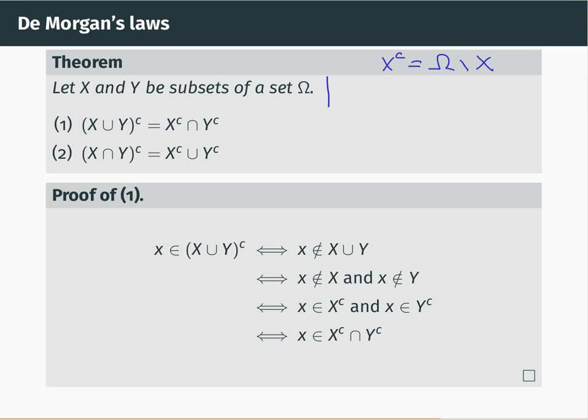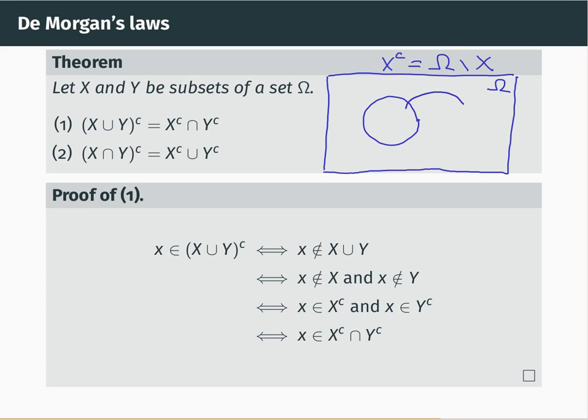And I'm going to attempt to do that in the space up here. So I'm going to draw a big box for the set Omega, which contains all the sets we're talking about. So this big box is supposed to represent the set Omega, of which X and Y are subsets. And I'm going to draw my X and Y in the most general case, so they overlap a little bit, like this. So here's the X and here's the Y.